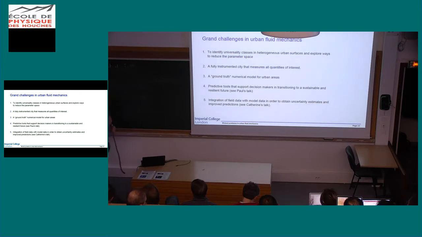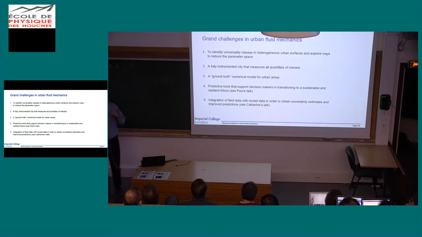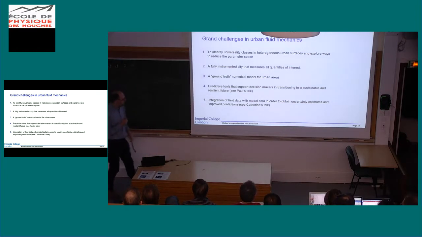I'll say a little bit about this. Predictive tools that support decision makers in transitioning to sustainable futures. This ground truth model clearly is not going to give that. You need really practical tools that can give answers really fast, even if they're hand wavy, right? Is the sign right? That would already be really wonderful, and Paul's going to say more about that. And then we're going to integrate field data with model data in order to obtain uncertainty estimates and improved predictions. And Catherine will say a lot more about that.